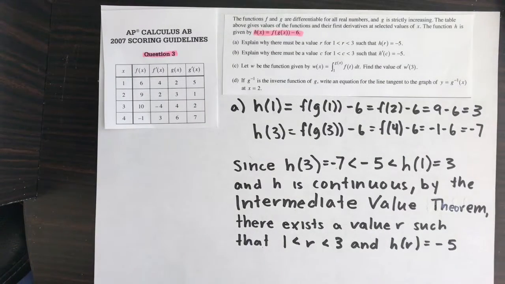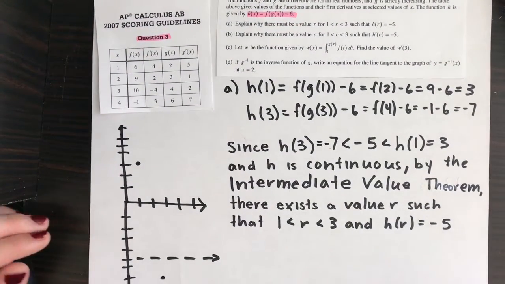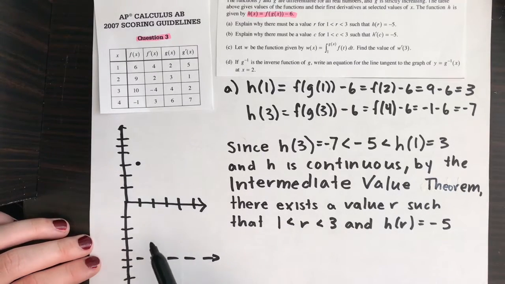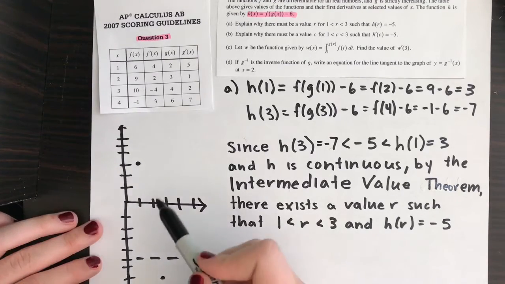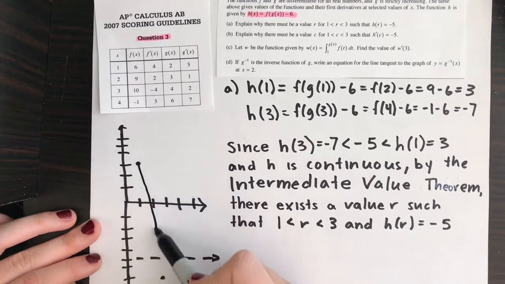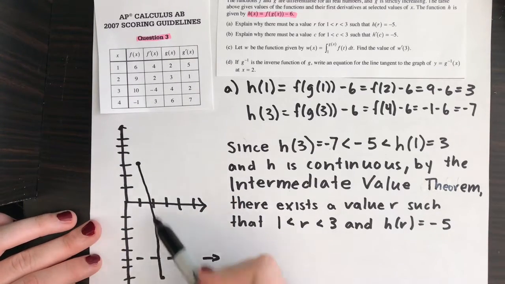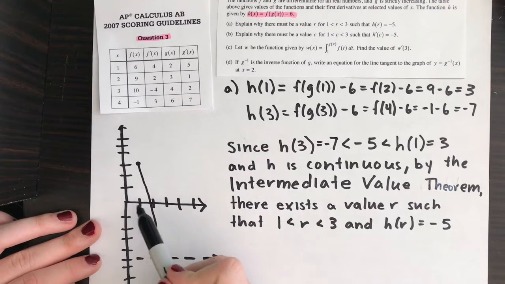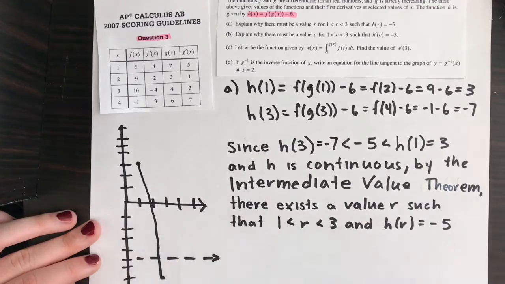We can then say, since h of 3 is equal to negative 7, which is less than negative 5, which is less than h of 1, which equals 3, and h is continuous, by the intermediate value theorem, there exists a value r between 1 and 3 such that h of r equals negative 5. Now this answer makes sense because if on the graph h of 1 is equal to 3 and h of 3 is equal to negative 7, and the graph is continuous, there is some point on the graph at which the graph goes through negative 5. So for some value of r on this interval, the graph must pass through negative 5.